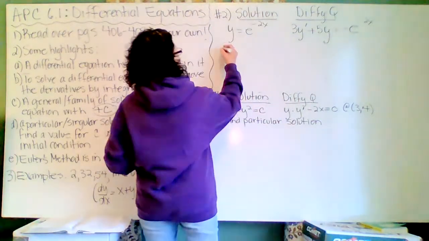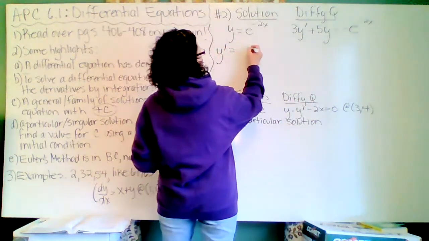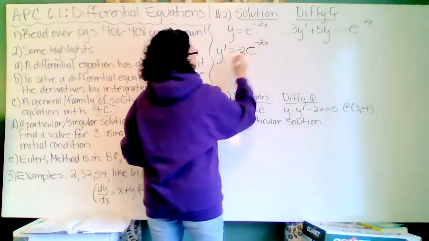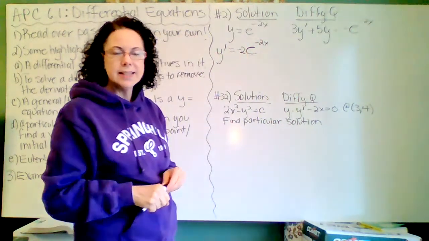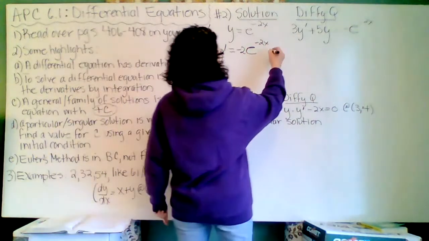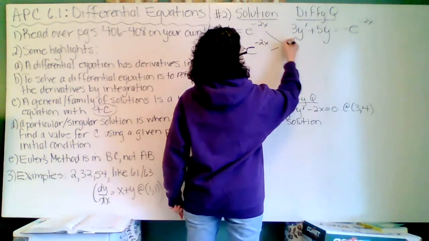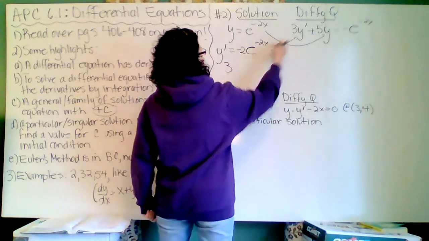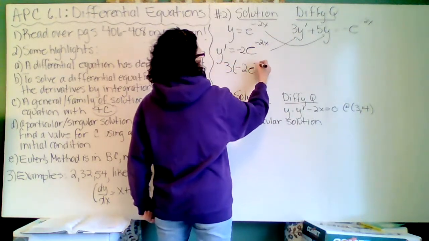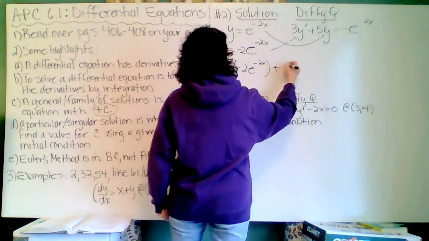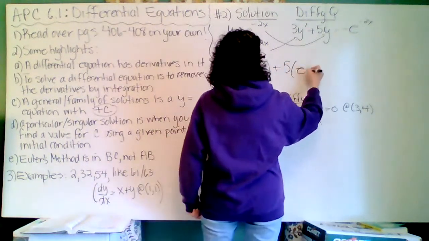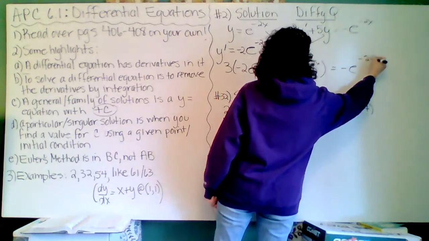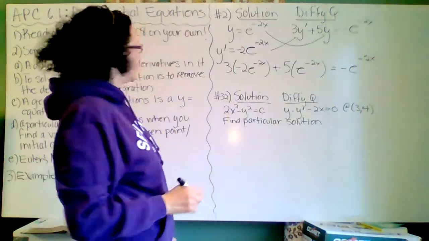Notice my y will go here, but I also need the derivative of y. So let's get that. The derivative of y, of e to the negative 2x, of course, is itself, and by the chain rule times the derivative of the inside function. And now we're just going to substitute our first derivative here and the function there. And we have 3 times negative 2 e to the negative 2x plus 5 e to the negative 2x. And apparently that equals negative e to the negative 2x. We'll take a look.